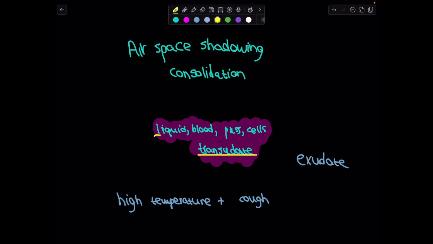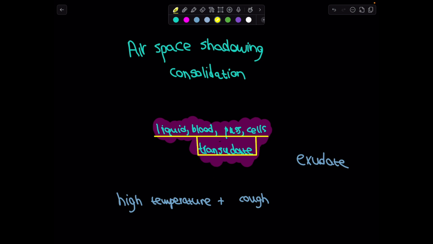On imaging, both can cause consolidation, but exudates often look denser and may show up with other signs like thickened septa. Guessing your next question. How do we tell transudate from exudate on a CT scan? CT can't directly distinguish them, but context, e.g., heart failure for transudate, fever for exudate, and patterns.